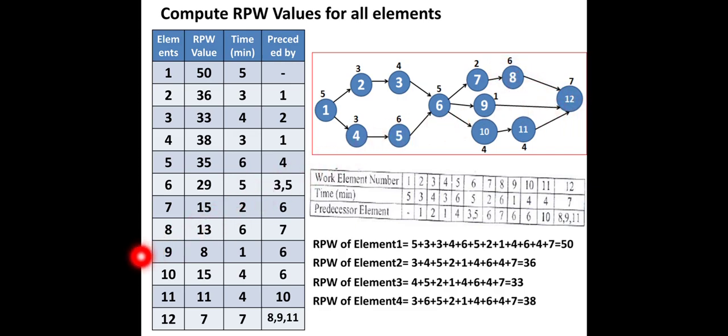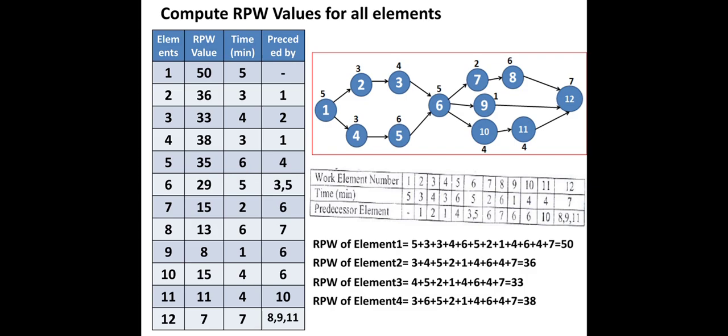6 plus 7 is how much? It is again 13. And for 7 it will be 2 plus 6 plus 7, that is 15. That's what I have written here. So in this manner you need to calculate RPW values for all elements.